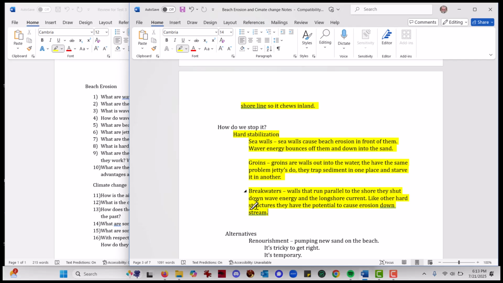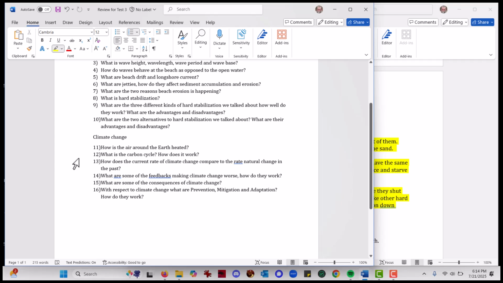And so what's going to happen there is you're going to shut down the wave energy. Sand is going to build out to the breakwater. And that's fine there, but one more time, if you're trapping sand somewhere, you're starving it somewhere else. So go look downstream and make sure you're not having erosion problems downstream, right? That's just like the whole thing with beaches: if I trap sand in one place, I starve it in another.